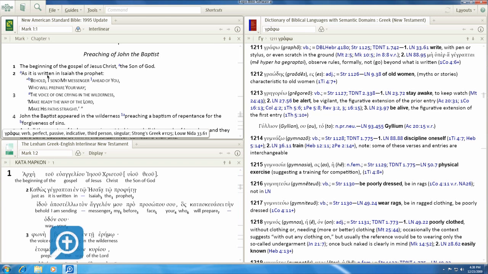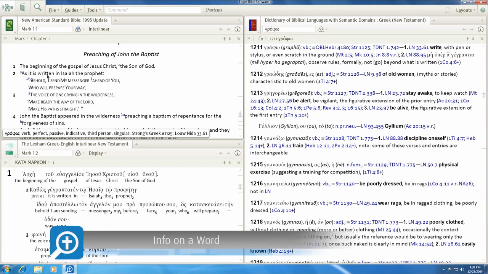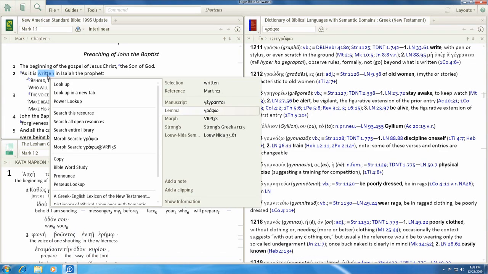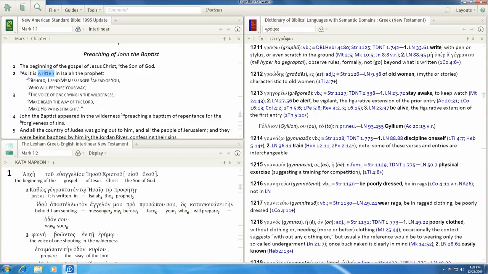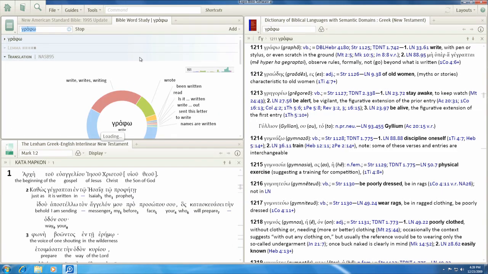The Bible Word Study Guide is a guide that you can use to organize all your information about a word. All you need to do to launch the Bible Word Study Guide is to right-click on the word you want to study, make sure that lemma is selected here, and in the submenu, click on Bible Word Study. And I'm going to drag this over to the next window here.